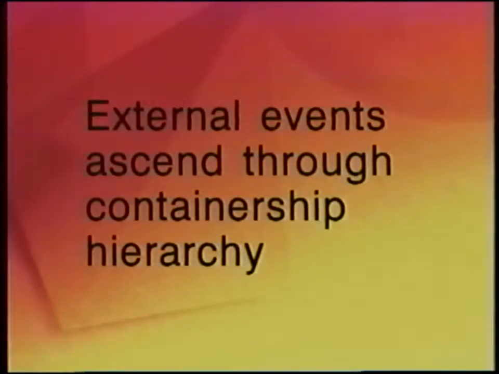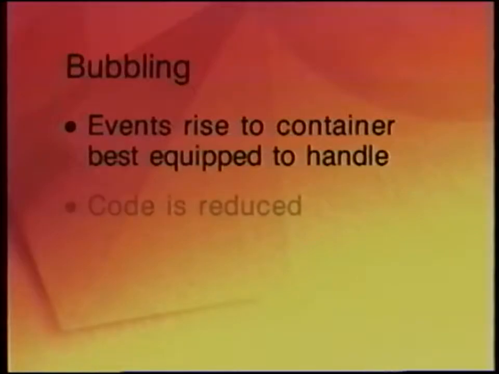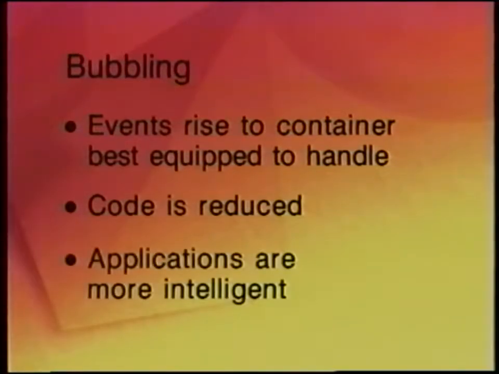If it's an external event and neither of these UI objects knows how to handle the event, it ascends through the containership hierarchy defined in the object tree until it reaches a container that can. This phenomenon is called bubbling because the event, like a bubble, rises through its containers. Even the simplest of events, like a keystroke, may be acted on by a method far from the original target. The event rises to the container best equipped to handle it, reducing the amount of code and making your applications more intelligent.